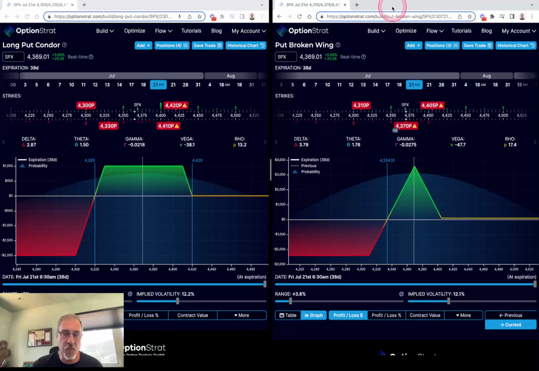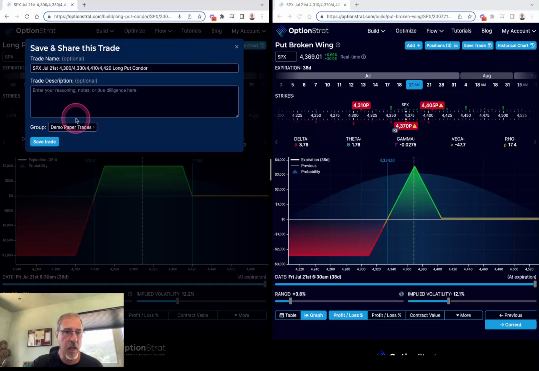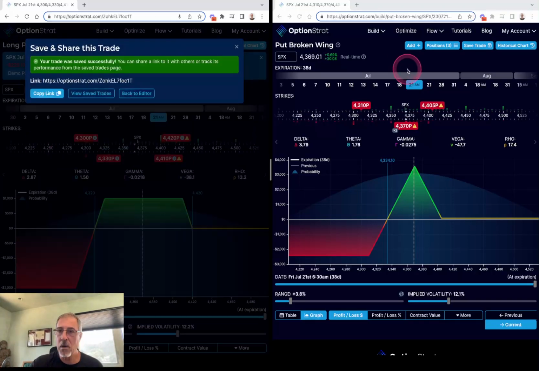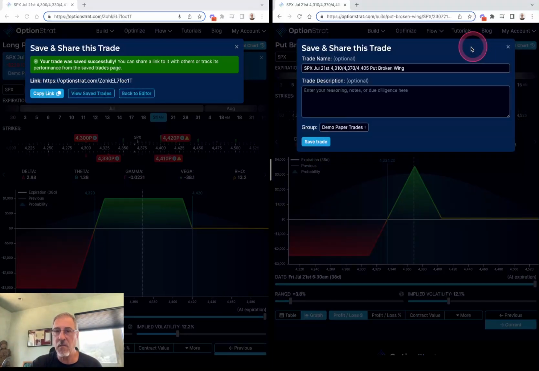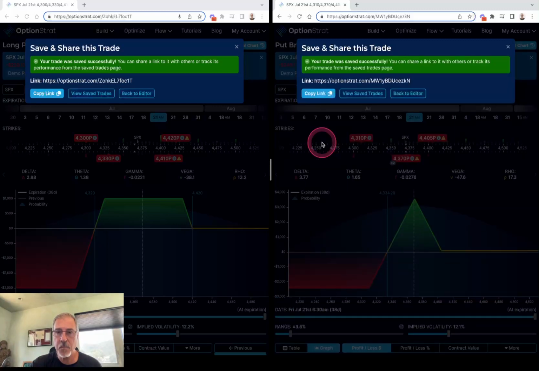So hopefully that gave you a fairly decent sense of these two. As I usually do, I will save both of these trades. And I would urge you to put them on in paper in your account as well, and just watch how these things develop over time.